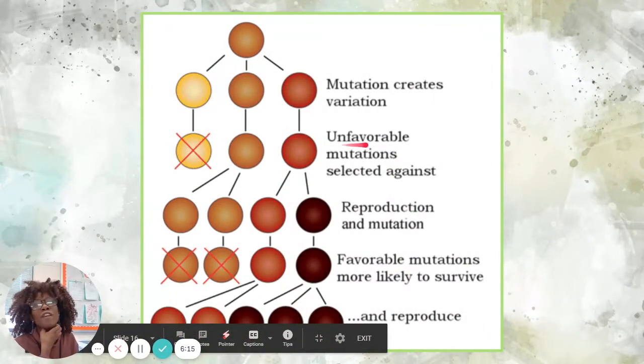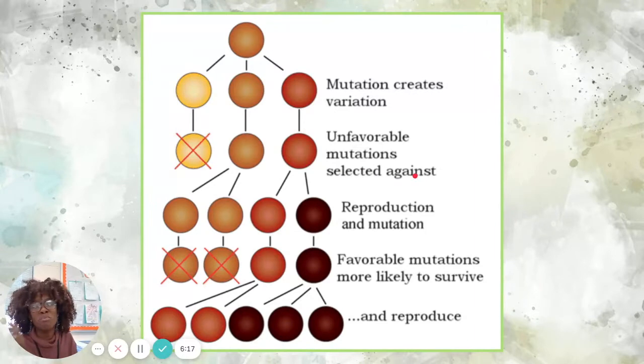So unfavorable mutations are selected against just based off of the environmental conditions, which means that if that's selected against, they're dying off, they're not reproducing. These can still reproduce, and these will as well. There's reproduction and possibly even more mutations that are causing more and more variation. Because look, right at this point, we started off with only this color. Now we're starting to see some different colors, right? We're seeing some more variation in the genes.